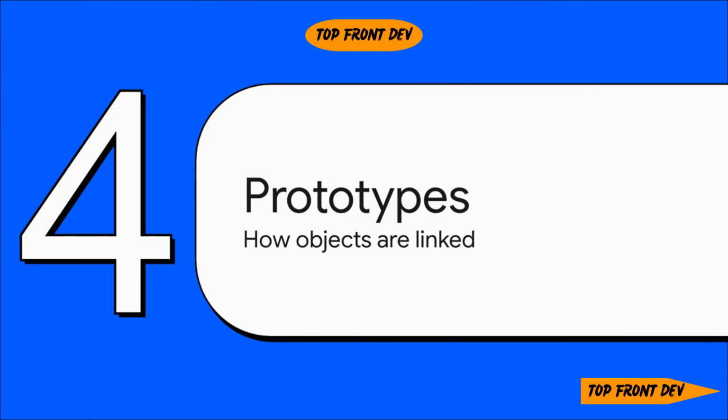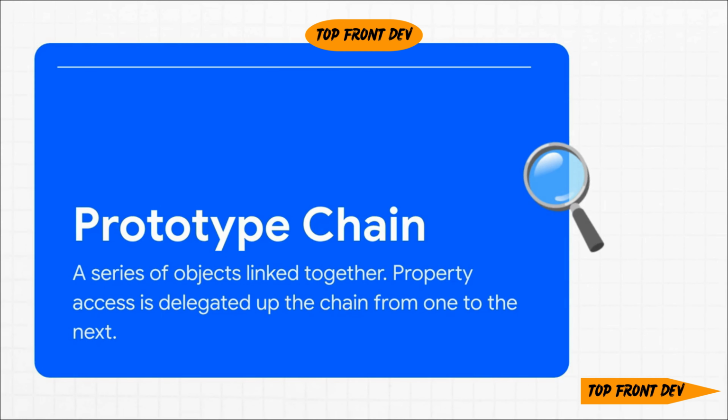Now for our final pillar, the one that really brings a lot of these ideas together, prototypes. This is JavaScript's core mechanism for how objects link to other objects, letting them share behaviors and properties through a powerful system called delegation. Think of it like a chain of command, or a fallback system.